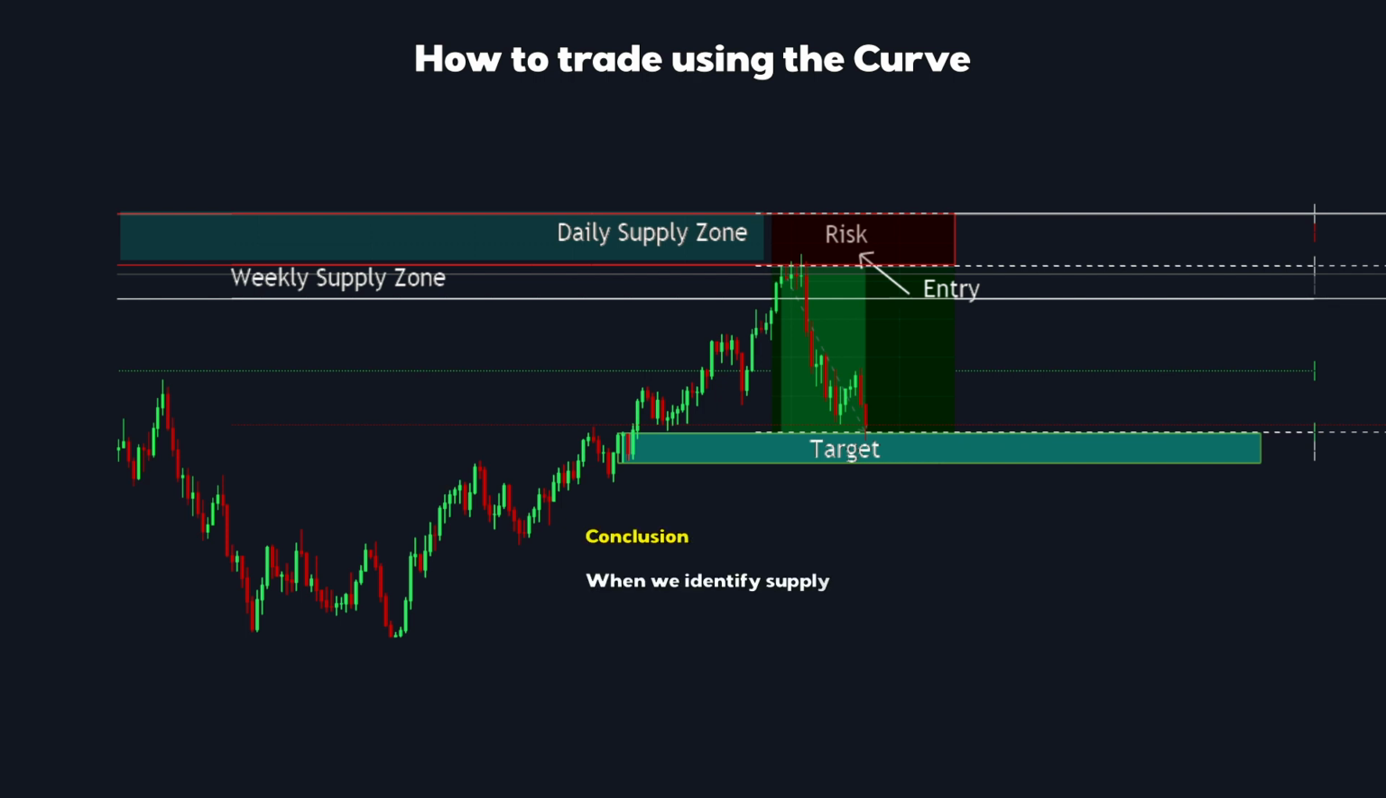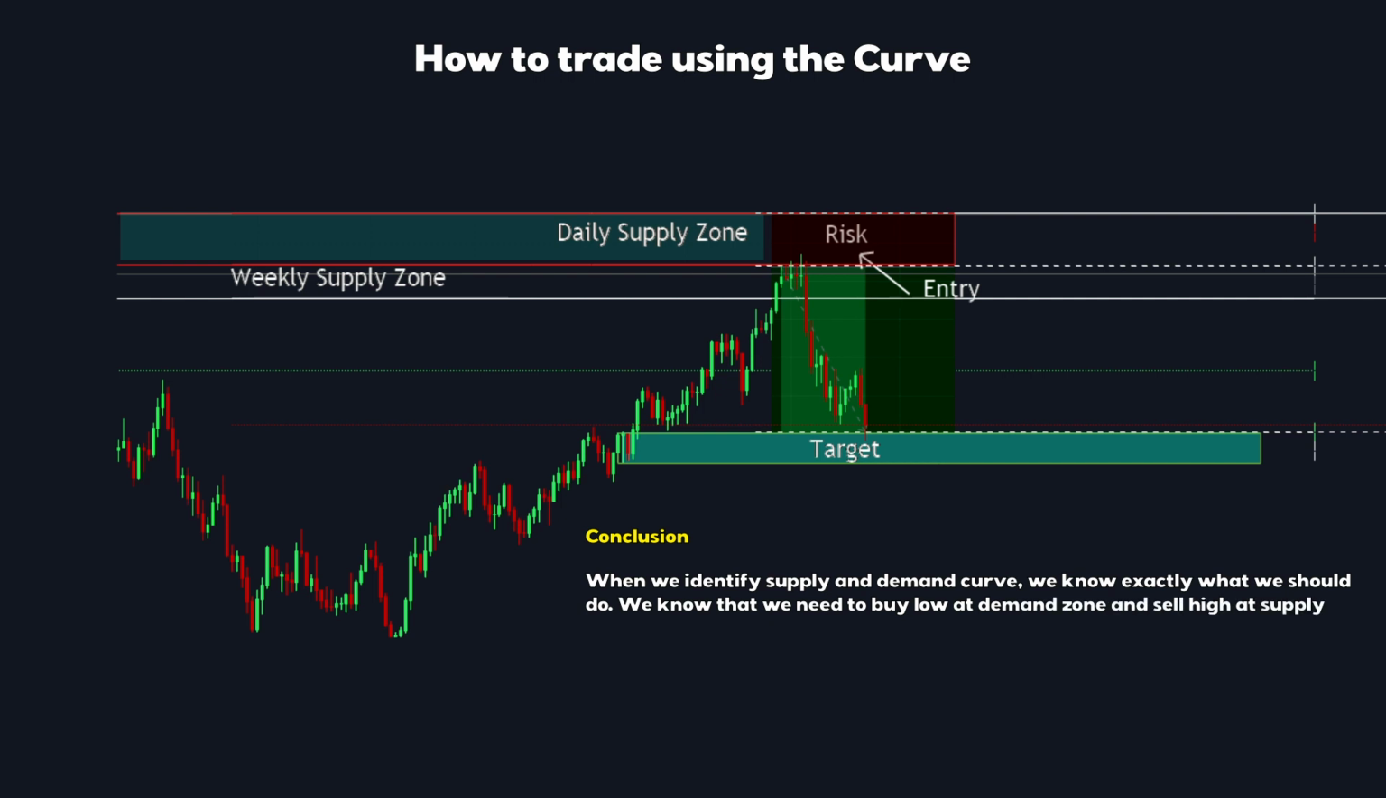Conclusion: when we identify supply and demand curve, we know exactly what we should do. We know that we need to buy low at demand zone and sell high at supply zone and not the other way around.